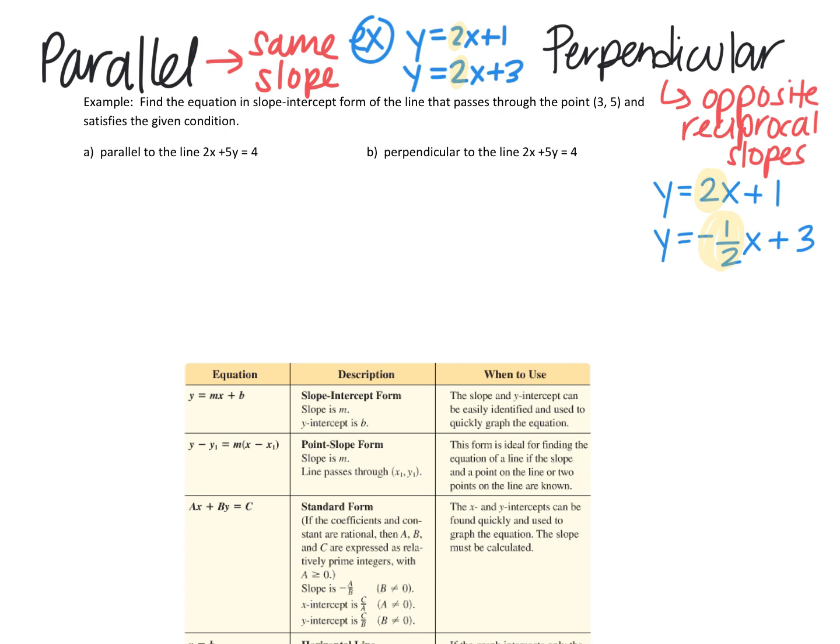Find the equation in slope-intercept form of the line that passes through the point (3,5) and satisfies the given condition. We want it to be parallel to 2x plus 5y equals 4. Okay, so to be parallel, to start with, this one is in standard form, which was the worst. So remember, you have to rearrange it and get it into y equals mx plus b. This guy is in standard form right now. You need it in y equals mx plus b.